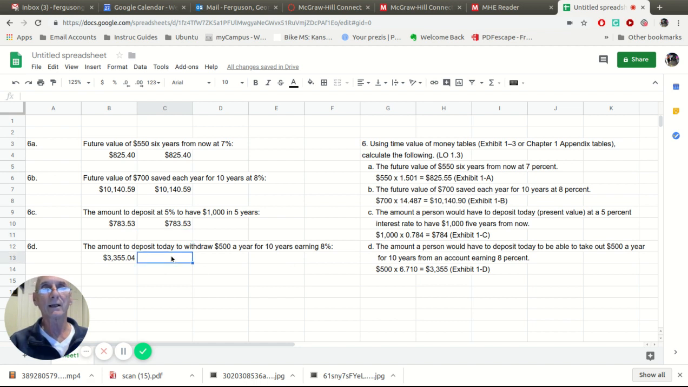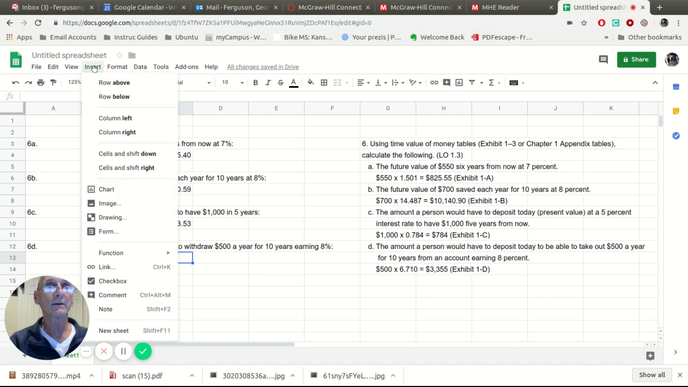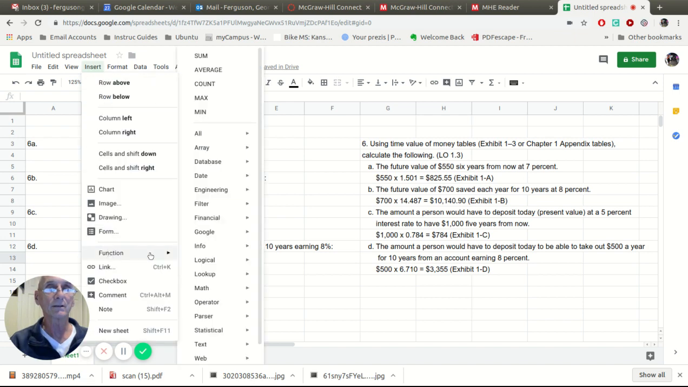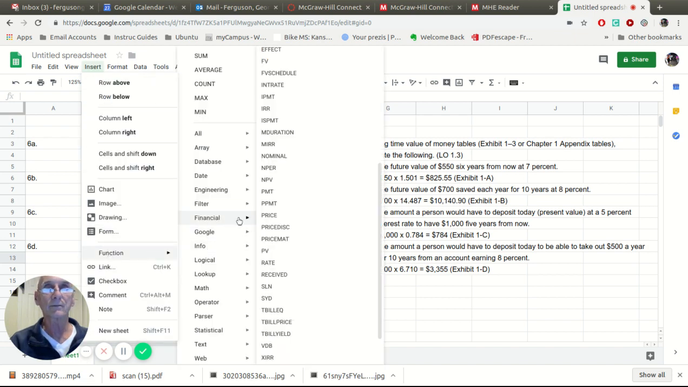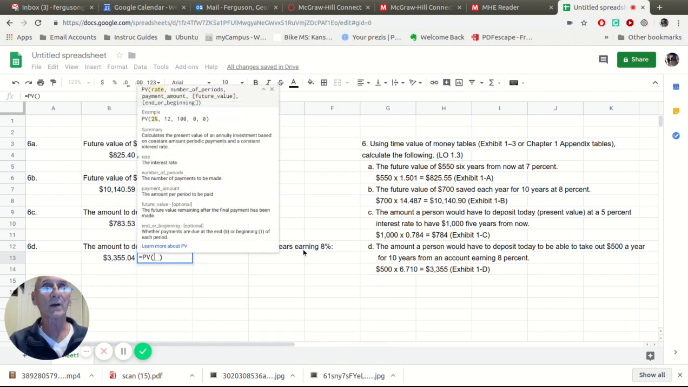Now, let's look at D. Again, what we're looking at here is I want to take out $500 a year for 10 years. So how much do I have to put away now? So I'm going to go up and Insert, Function, financial, present value. Again, it's going to prompt me. So the rate is going to be 8%, comma. How many periods? We're talking 10 years, comma.